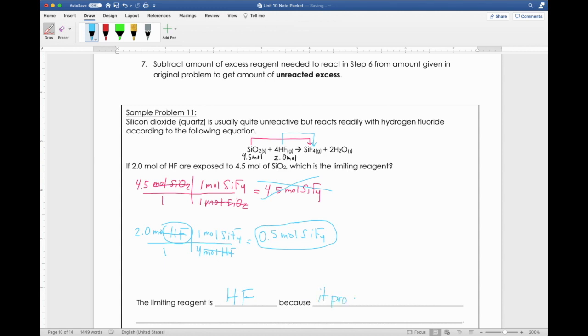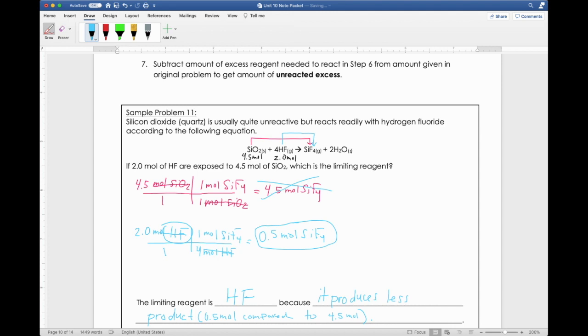It produces less product. I don't know why I gave you so much room to write this. If we want to be super precise, we could say 0.5 moles compared to the 4.5 moles. That's the answer to this question right here. The limiting reagent is hydrofluoric acid because it produces less product.